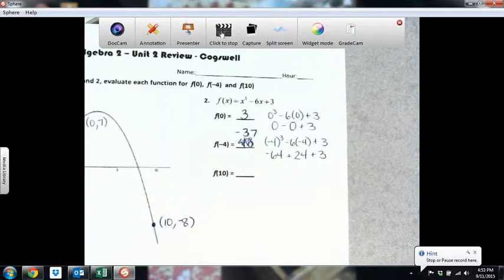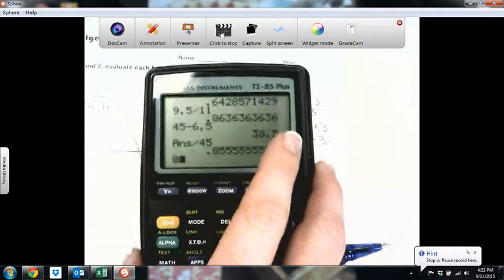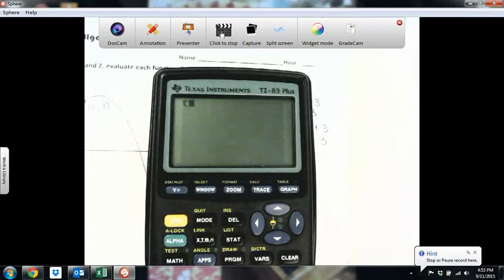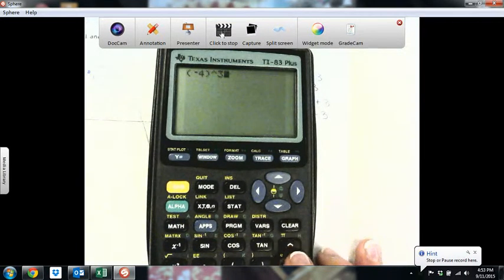You can certainly check that in your calculator if you'd like. So I'm going to go back over here to my calculator. I'm going to say parenthesis negative 4 raised to the third power, and I'm using this button right here for the power, right under the clear. Minus 6 times negative 4 plus 3 does give me that negative 37.